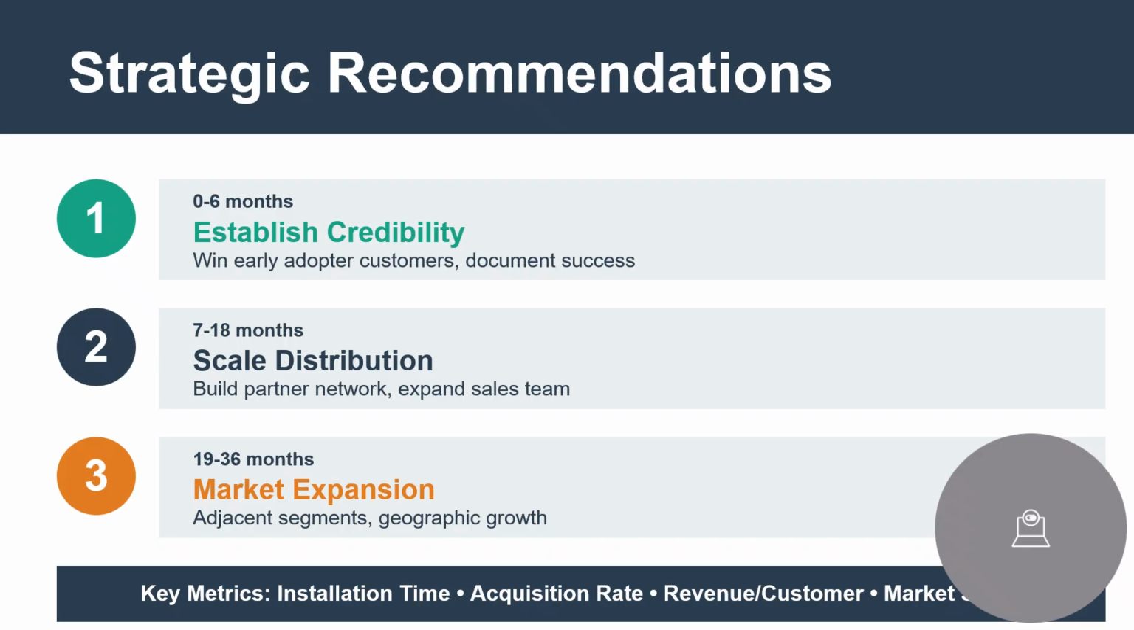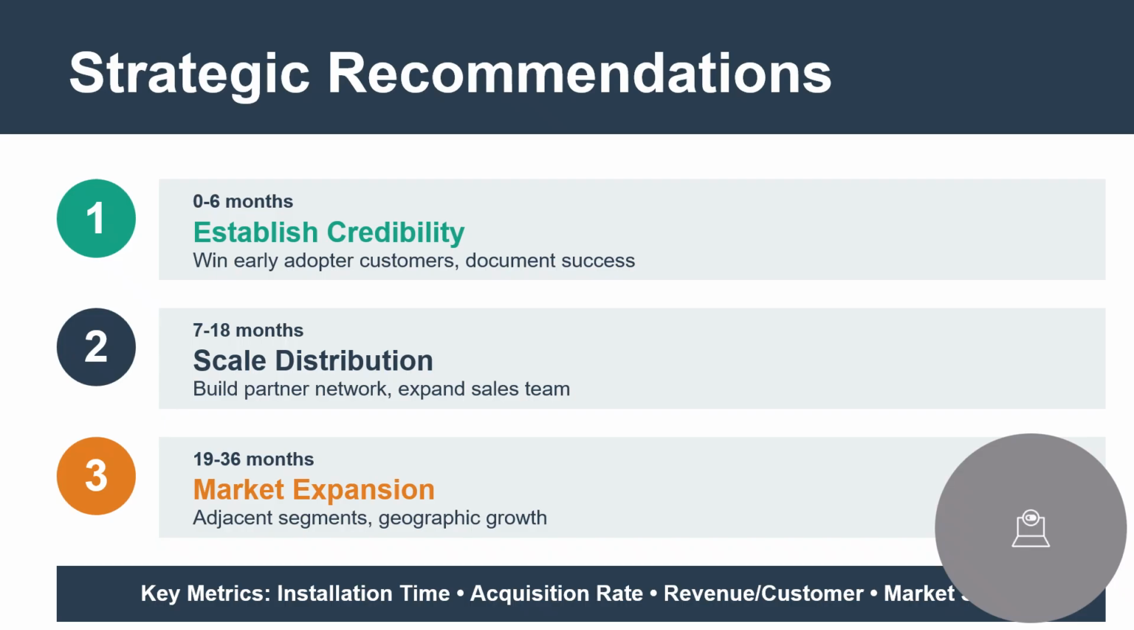Phase 2, months 7 to 18, is about scaling through distribution partnerships. Once we have proof, we can recruit electrical distributors and equipment vendors to carry our product. We expand our sales team. We increase our presence at industry events. Success here means a functioning distribution network and accelerating sales velocity.